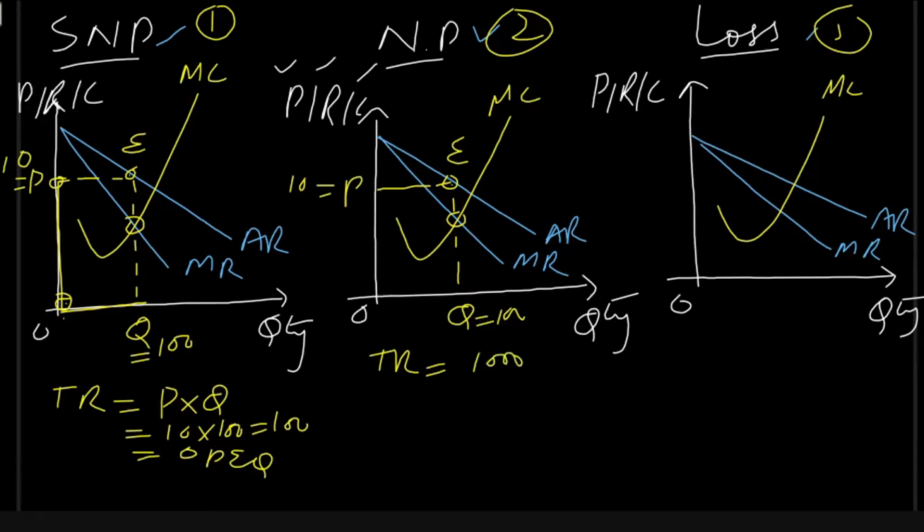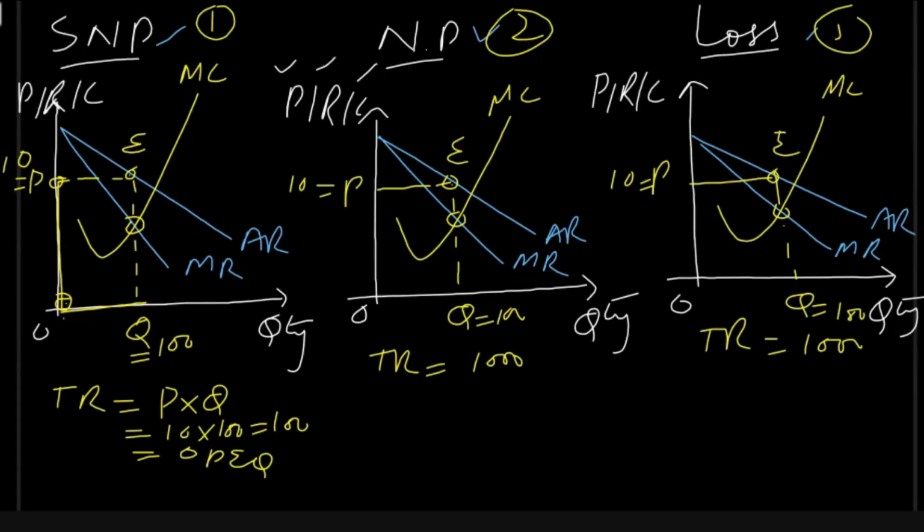And again we repeat the same process in the third graph. Draw quantity and find the equilibrium price. The equilibrium price will be P, and now total revenue is again, let's say, 10 times 100, so the equilibrium total revenue will be $1000. We have done the same task, we have repeated the same process in all graphs.